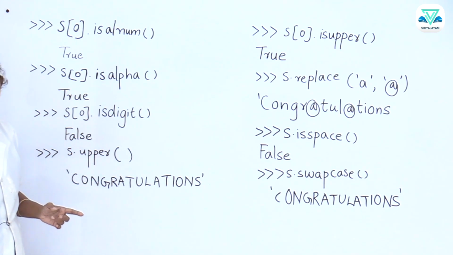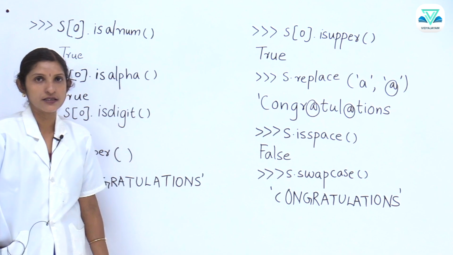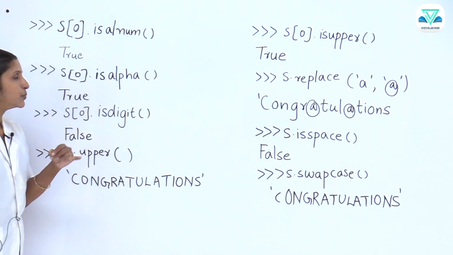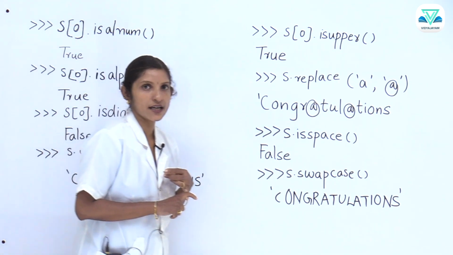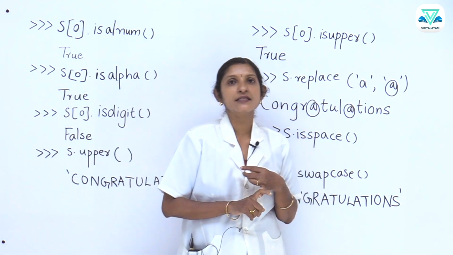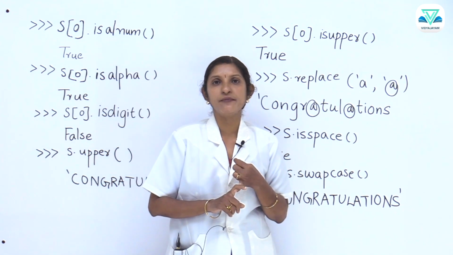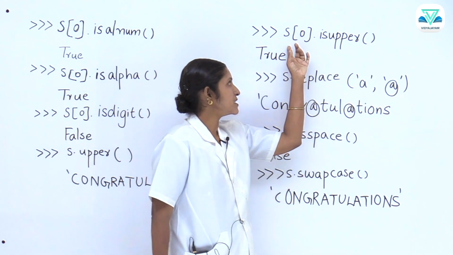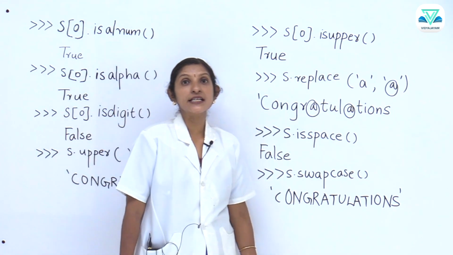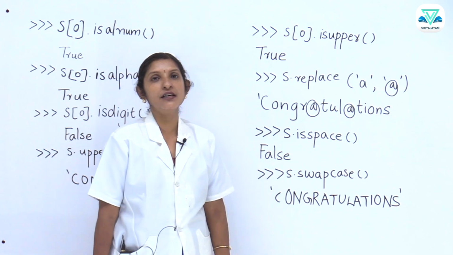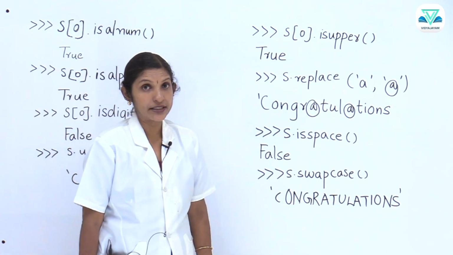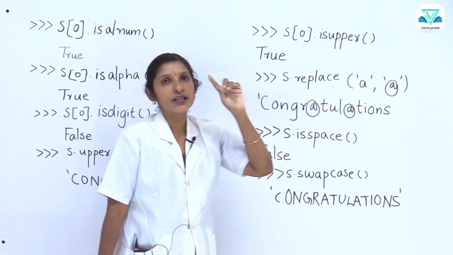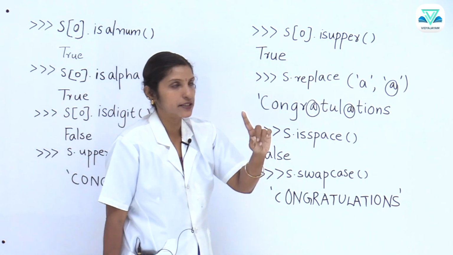s.upper. Upper is a function which helps us convert that particular string to uppercase, that is, capital letters. Now remember, whenever a string function starts with is, that means it will be evaluating whether the condition is true or false. Now s0.isupper. isupper is a function which helps us check whether that particular thing is in capital letter or not. Here s0.isupper is checking whether the first letter of the string is capital or not.